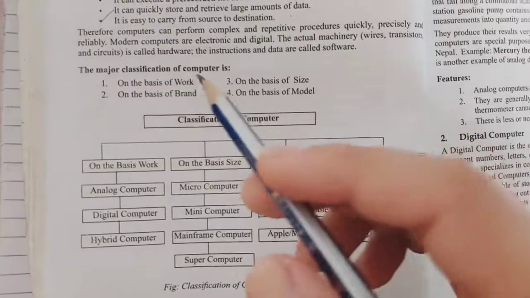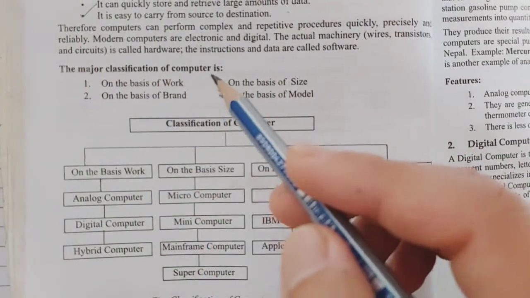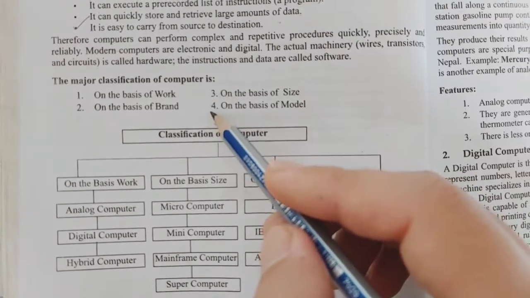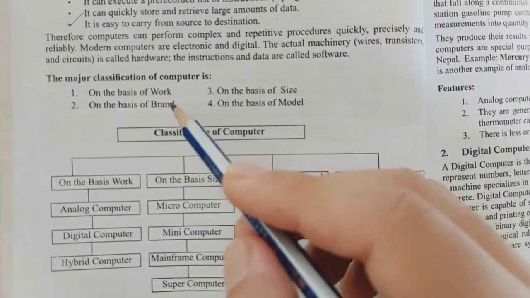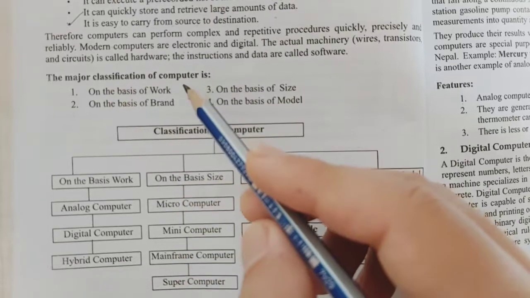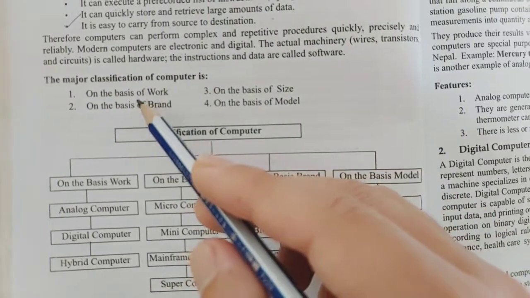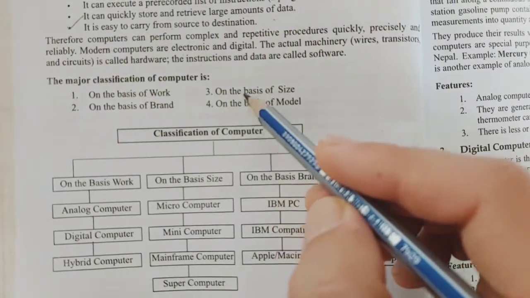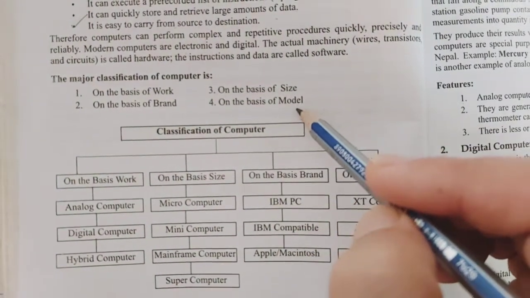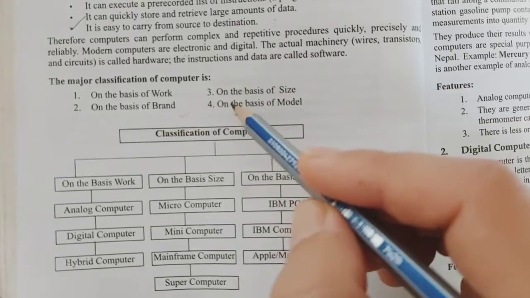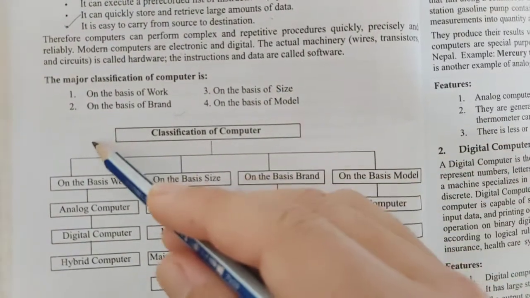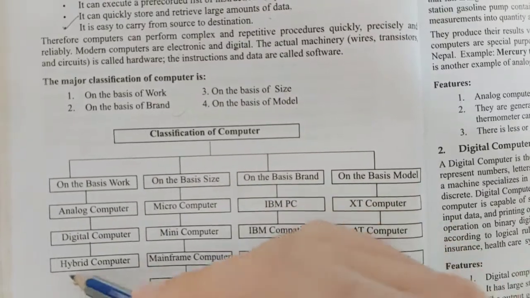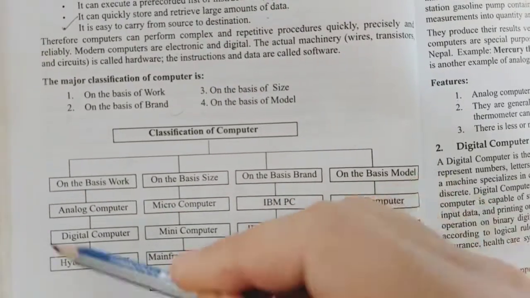And here is the major classification of computer. These are the four main important points. If you are asked to write down the major classification of computer, you must write down: on the basis of work, on the basis of brand, on the basis of size, and on the basis of model. These four are the classifications, and further they are classified into various computers.